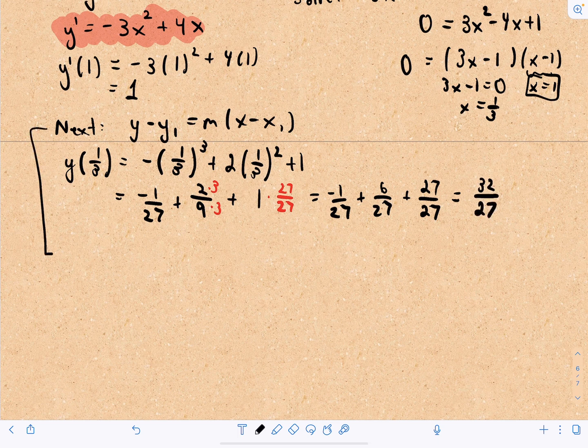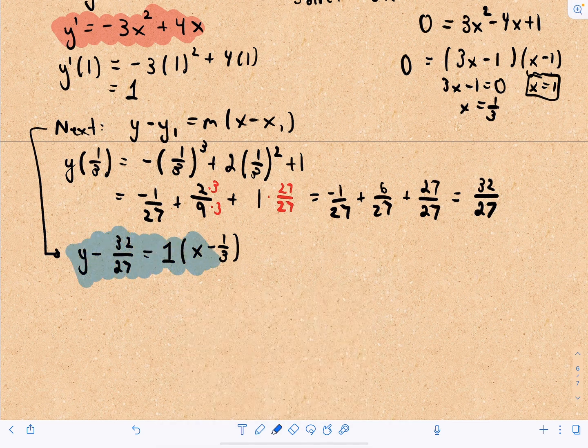So now we can just fill in our formula. We have y minus the y coordinate, which is 32 over 27. We know the slope has a value of 1. And then we do x minus the x coordinate, which is 1/3. So this is where I'm going to stop. We were asked to find an equation of a line, and that is a nice equation of a line.